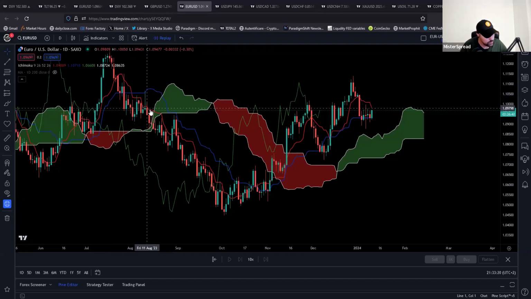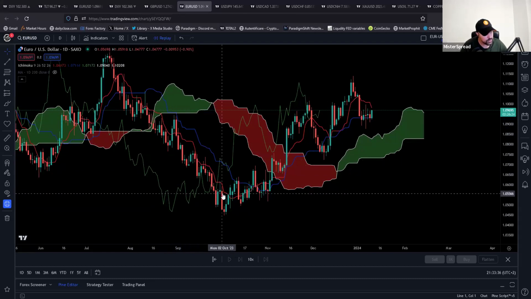What do we need to see? We need the price under the Kumo. We had the price under the Kumo. We had the Kumo flip. You see this flip from green to red. And we also needed to see the Tenkan Sen and the Kijun Sen going lower. We had the break. We had a very nice retest. And after that, you have the continuation.